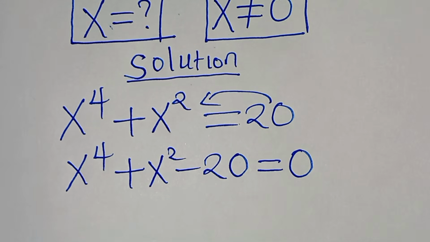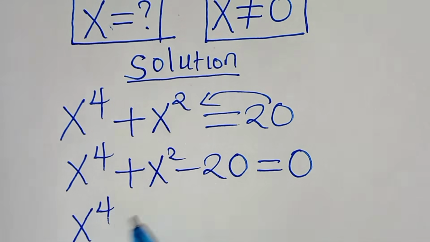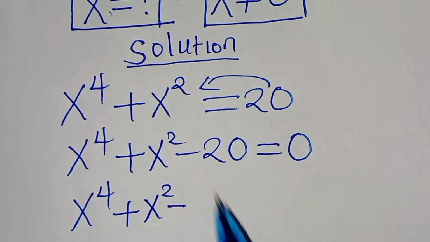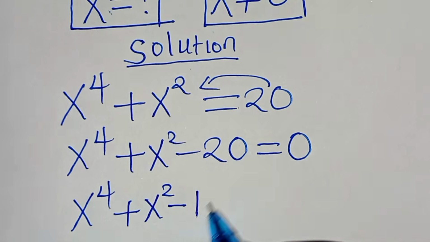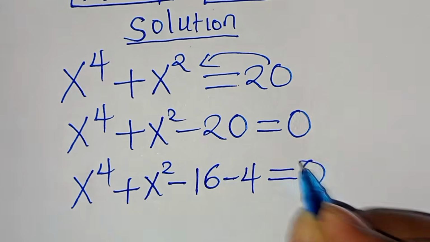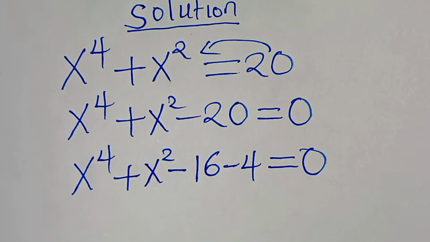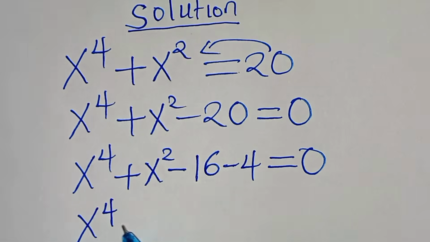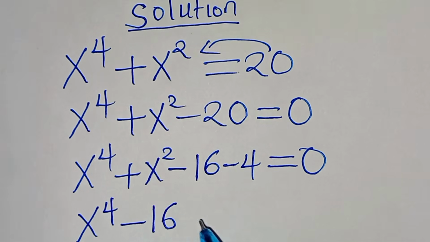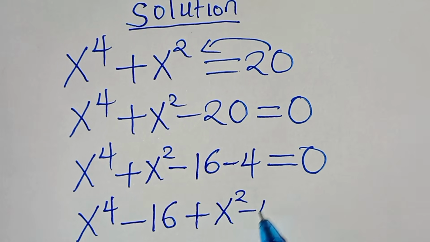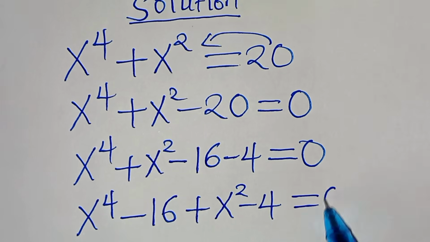Now, here we have x to the power of 4 plus x to the power of 2 minus 20, which is the same thing as minus 16 minus 4, equal to 0. Now, here we have x to the power of 4, subtract 16, then plus x to the power of 2, subtract 4, equal to 0.